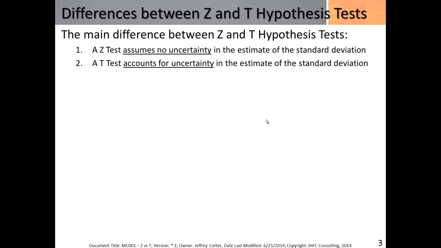The main difference between a Z and T hypothesis test pertains to the amount of uncertainty in the estimate of the standard deviation. A Z test assumes no uncertainty in the estimate of the standard deviation, whereas a T test accounts for any uncertainty in that estimate.